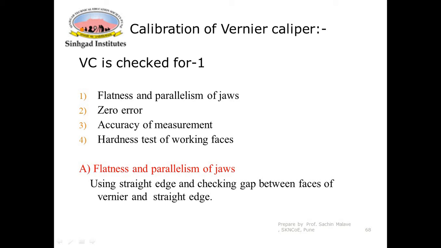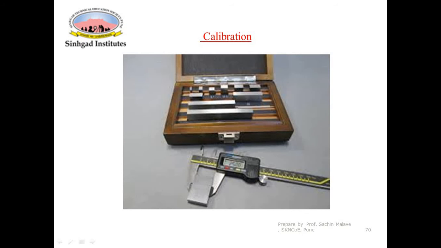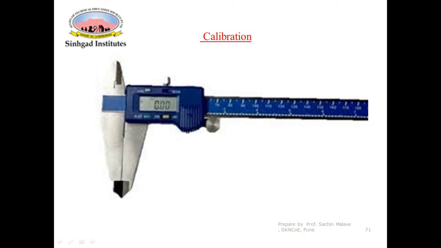We want to test the performance of this instrument. This is a digital vernier caliper. These are the two anvils, this is the main scale, and this is the digital display.